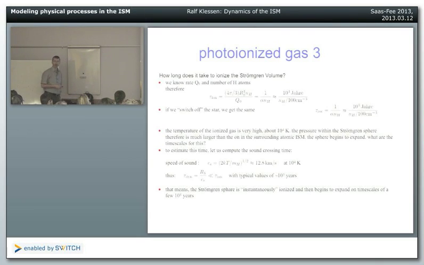And we can calculate the expansion timescale by looking at the sound crossing time through this Strömgren sphere. So the speed of sound at 10,000 Kelvin is something like 13 kilometers per second. And it turns out that the Strömgren sphere then expands typically on timescales of, say, 100,000 years. So instantaneously it is ionized, as we have heard this morning, and then it starts to expand into the ambient medium on timescales that is more of the order of 10 to the 5 years.